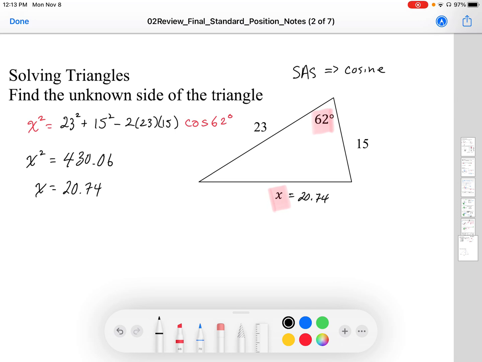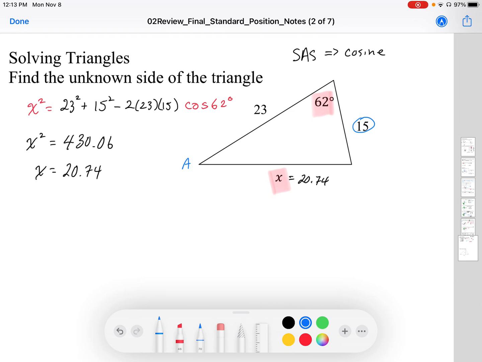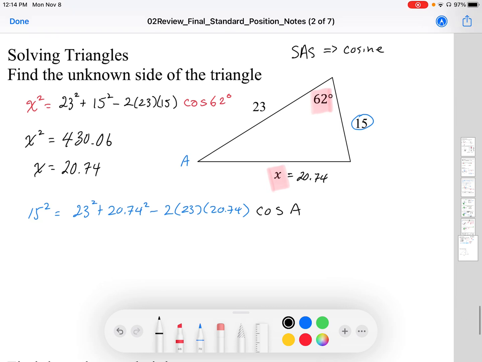Okay, so then we can use cosine law or sine law to solve for the other unknown angles. So I'm going to use cosine law. I'm going to call this angle A, and this must be side A. And to solve for it, I'm going to use a cosine law here. So I'm going to use 15 squared is equal to 23 squared plus 20.74 squared minus 2 times 23 times 20.74, and then times the cosine of angle A. Okay, so that angle A just has to be opposite to that 15.